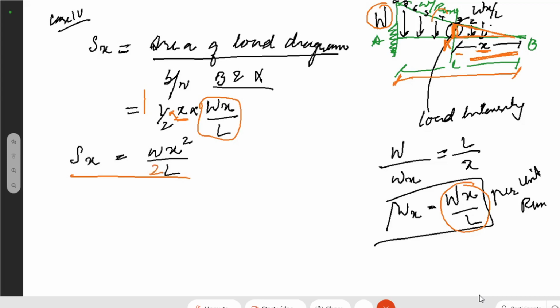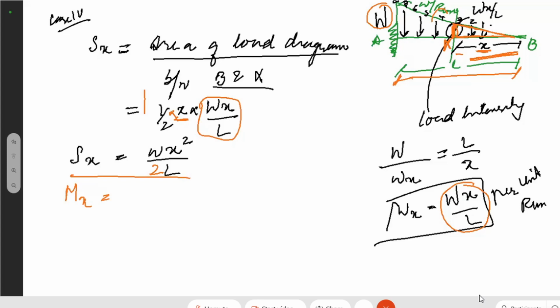This is your shear force at point X. Now I can give the different values of X. Before that, let's see what the equation for the moment at any point x will be. I'm not talking about any area. Now, here again, what will be the moment? How will we calculate the moment?